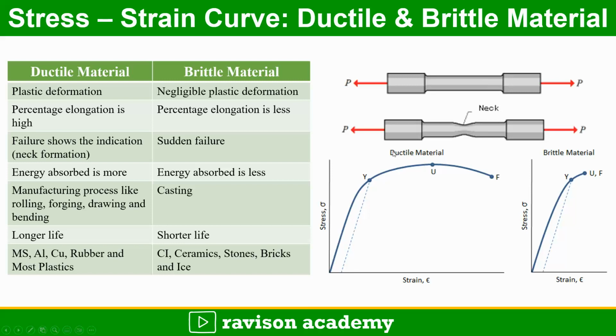Similarly, for the ductile material, mostly all the metals, mild steel, aluminum, copper, rubber, and some of the plastics behave ductile in nature. So ductile material has a long life compared to brittle material, and manufacturing processes like rolling, forging, wire drawing and bending can be employed on the ductile material. But for brittle material, the mode of manufacturing is only by casting. You can experience a high percentage of elongation in a ductile material and a low percentage of elongation in a brittle material.